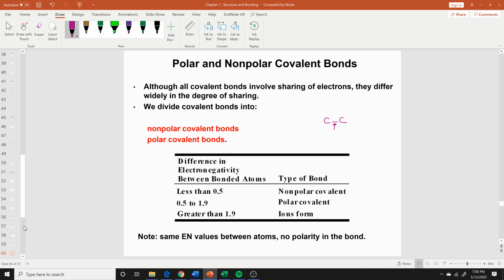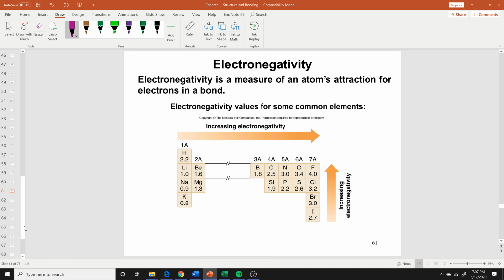Carbons here, in this case, are non-polar, so they are not electronegative. So the electronegativity difference here is going to be less than 0.5. Now, because carbons have the same electronegativity, the difference in electronegativity is going to be 0. So when I say less than 0.5, I include 0 in there. If it is 0, then it is non-polar covalent.